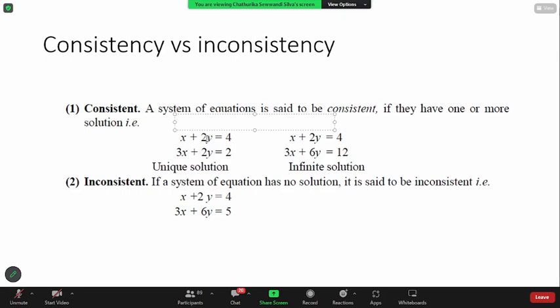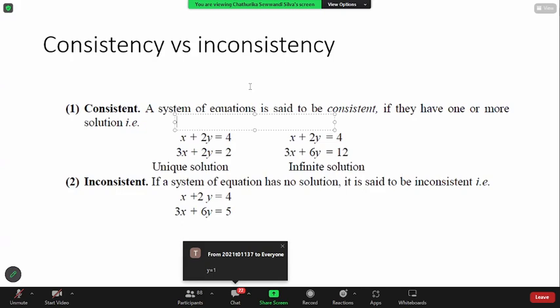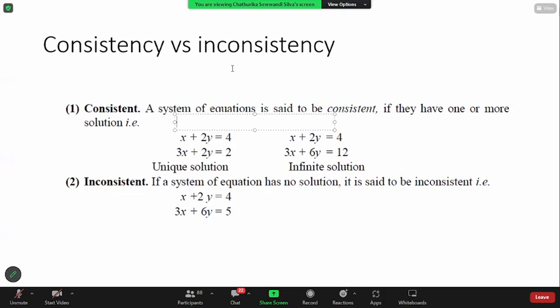Send me the answers. x equals 2, then y equals 1. Any other answers? Any other different answer? Is x equal to?